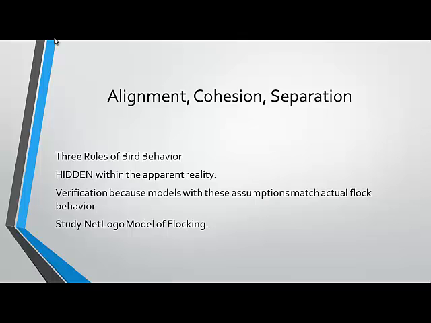So there are three rules of bird behavior. These rules are not in the reality. This is what you have to think. This is the model, and the three rules are alignment, cohesion, and separation. Alignment is basically that the bird changes the direction of its flight to match those in a local radius. So you look nearby and you look at the direction in which the birds are flying, and you say, okay, I'll adjust my direction of motion to match the locals.